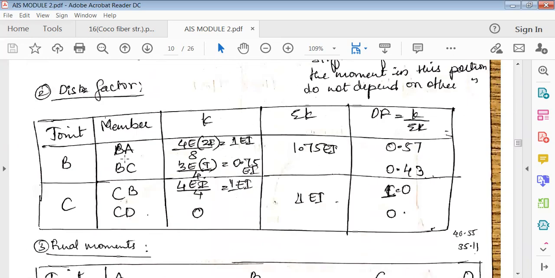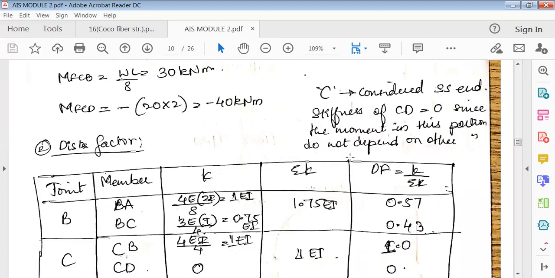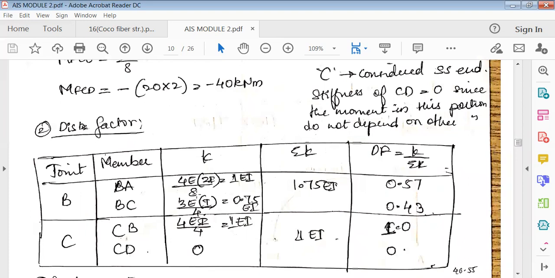All right, BA first. For BA, the far end is A, which is a fixed support, so it is 4EI by L. Then BC, because C is a simple support, it is 3EI by L. Add both of these, it's 1.75. Then 1 divided by 1.75 and 0.75 divided by 1.75 is 0.43. When you add both of these, the sum should be equal to 1.